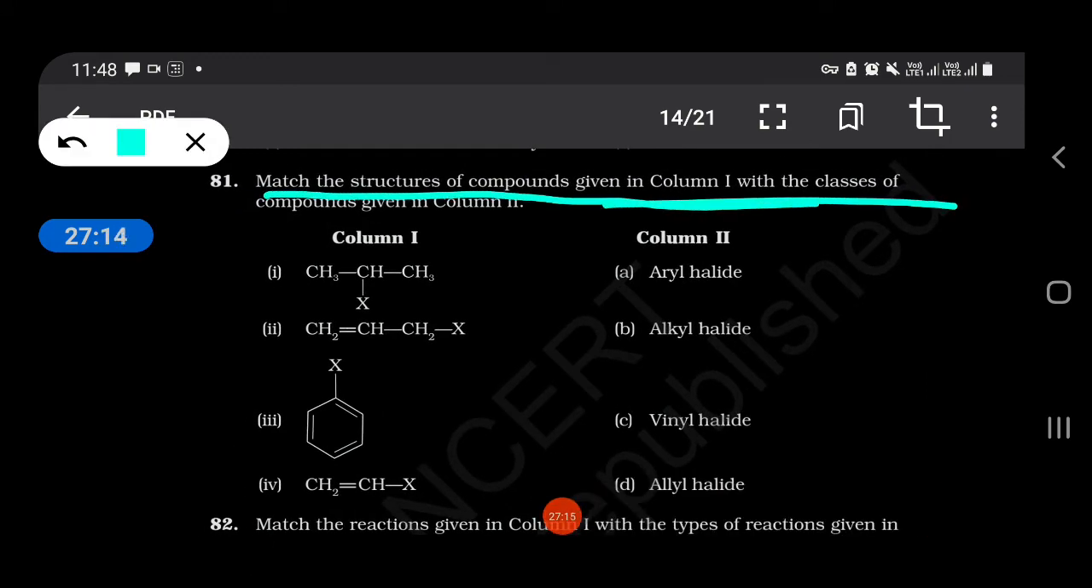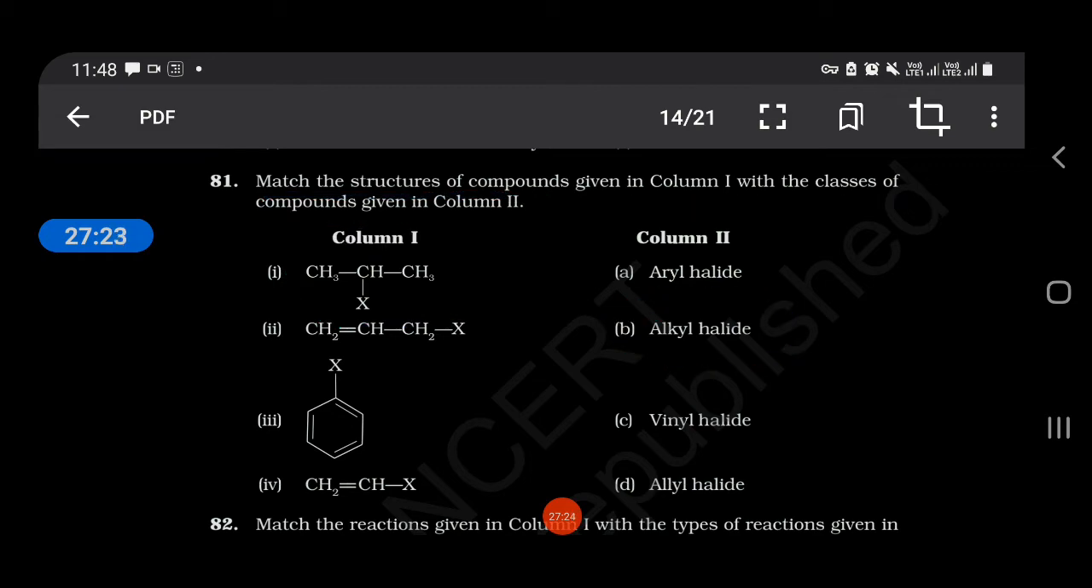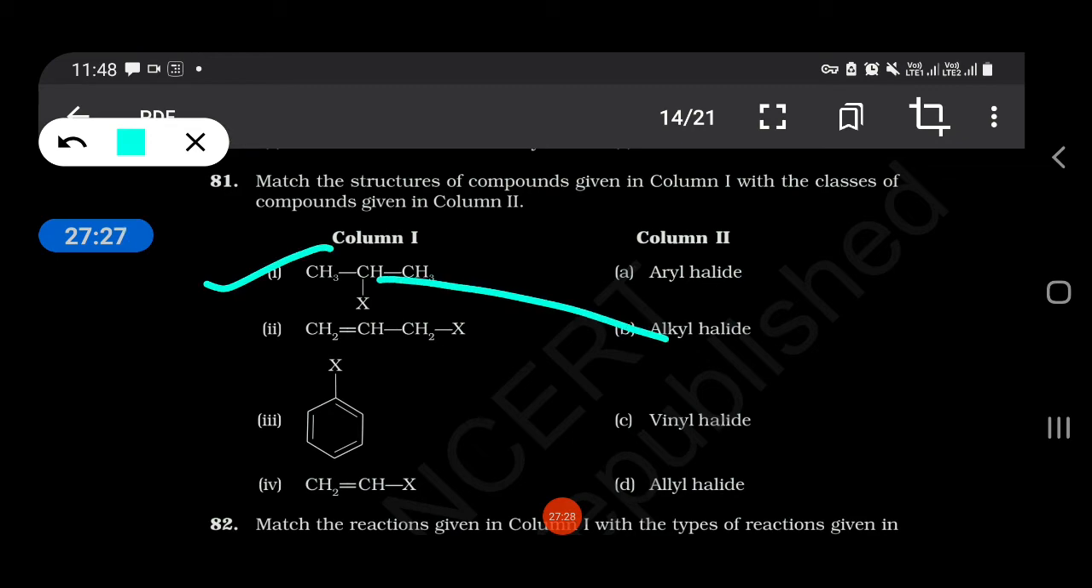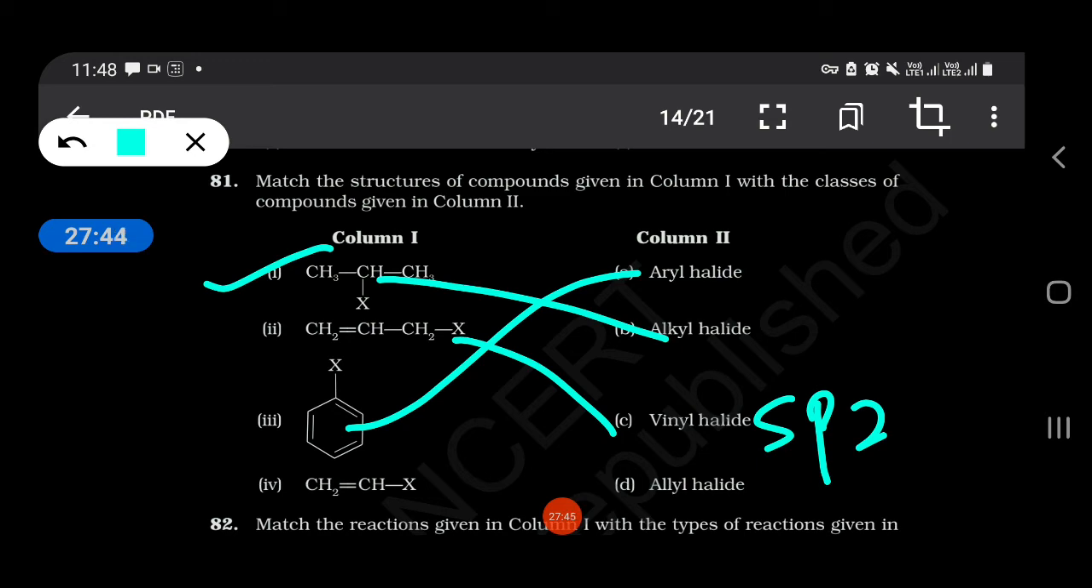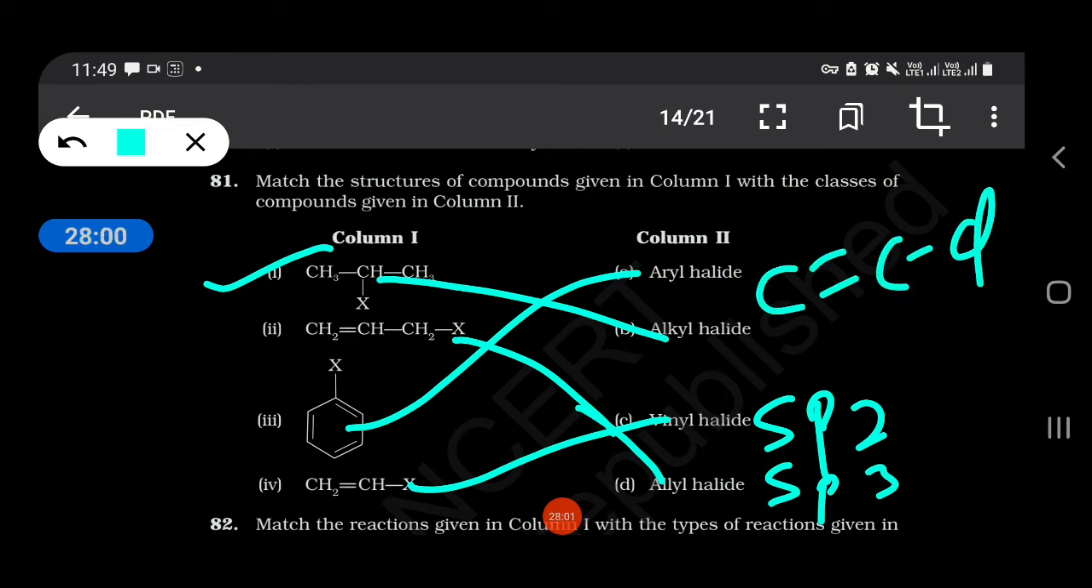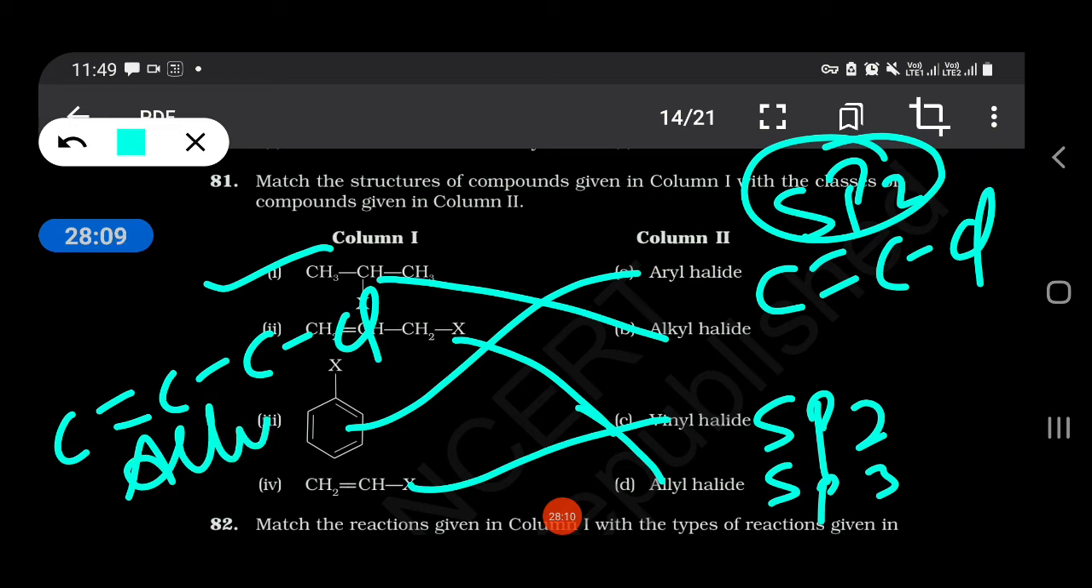Match the structures of compounds given in column 1 with the classes of compounds given in column 2. This one is alkyl halide, and the next one is vinyl halide, because vinyl is sp2. The third one is aryl halide, and the fourth one is allyl halide, and this one is vinyl halide. Allyl halide is sp3 hybridized. Vinyl halide is directly attached to the sp2 carbon.